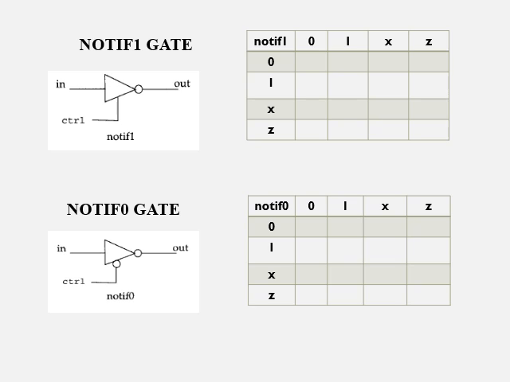Similarly, we have the notif1 and the notif0 gates. So here also the first input is in and the second input is control. Notif1 means when the control signal is 1, it is active. So for this column you will get the inverted value, since it is a not gate. These two values will be X, and 0 is the inactive value of the control signal, and hence the output will be in high impedance state.